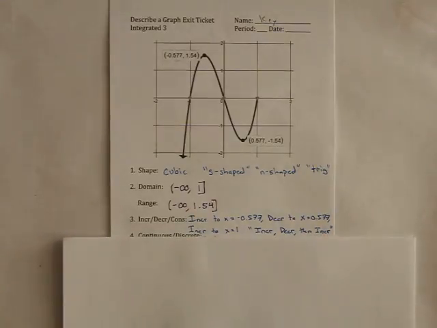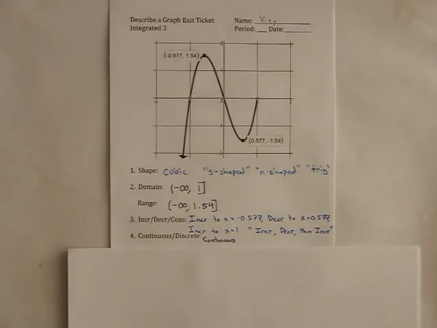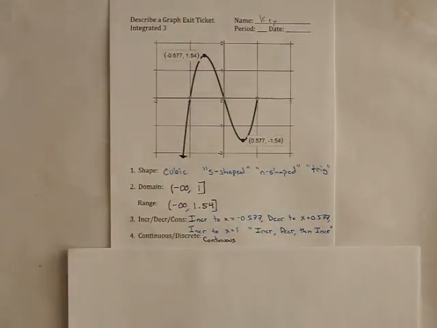Okay? Next trait, continuous or discrete, pretty straightforward on this particular graph. It is continuous, it is smooth all the way through, all connected points, there are no breaks or gaps. Then we get to x-intercepts.